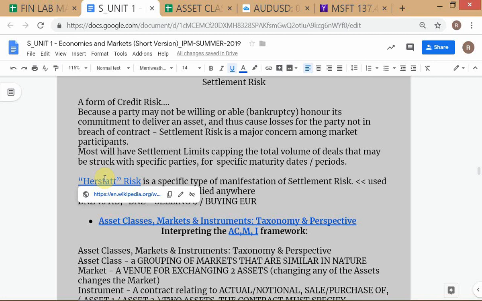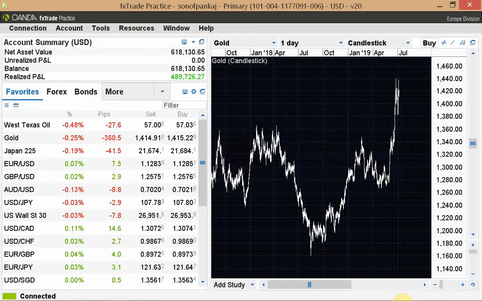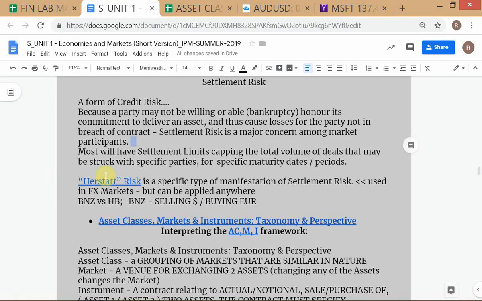So it's quite complicated. This is why we have to worry in international markets when we trade. We have to worry about this concept of settlement risk, this risk that the other guy may not pay up. So this is something to be aware of, and you should understand this concept. It basically means that the other guy may not pay up. Okay, so we will continue this discussion.